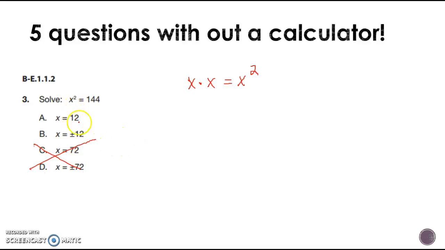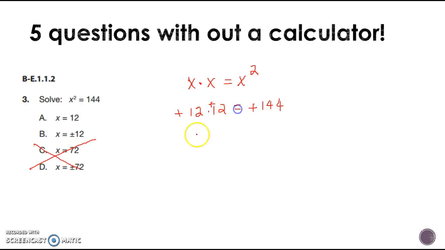Don't fall for it. Now, the other two are exactly the same answers, except one says plus or minus and one has nothing. And let me show you why plus or minus is the right choice. If you have two positive 12s, 12 times 12, you've got two positive numbers, gives you a positive answer.